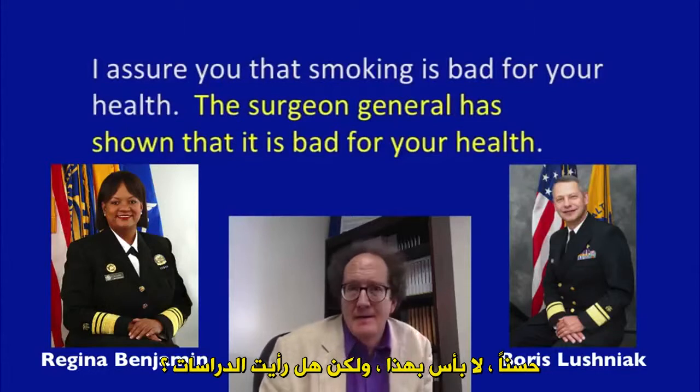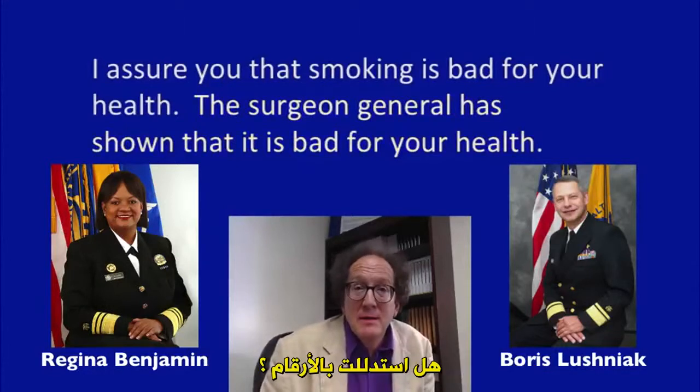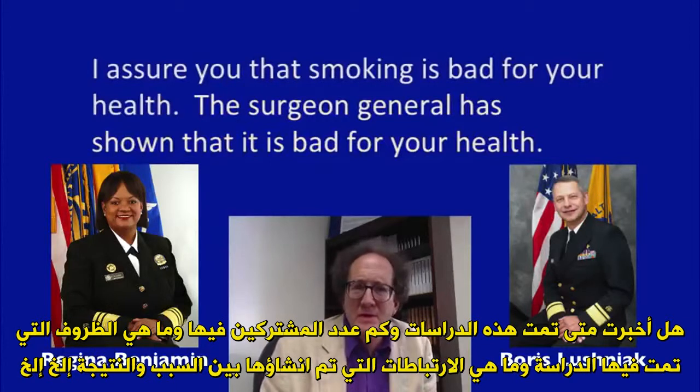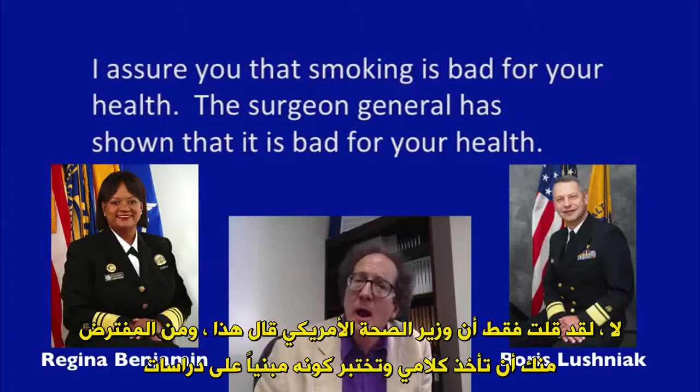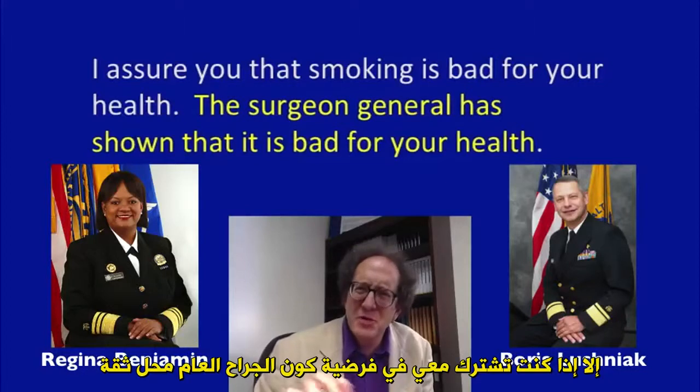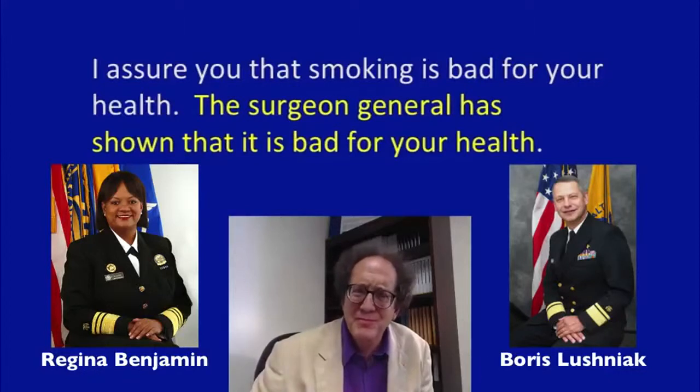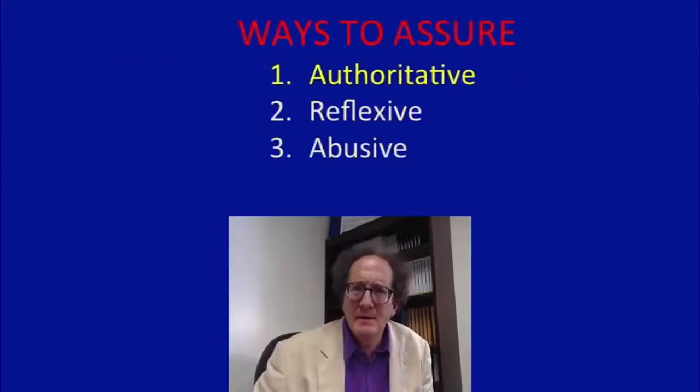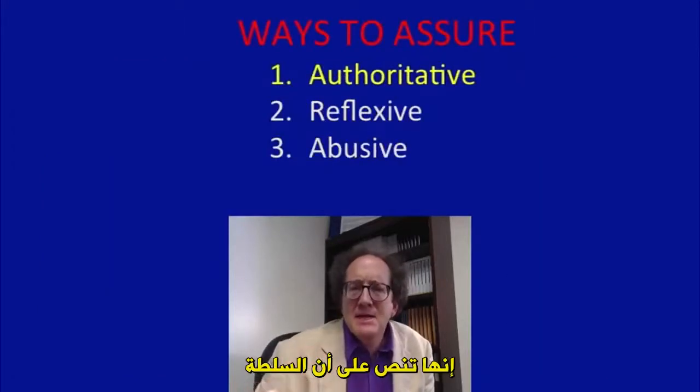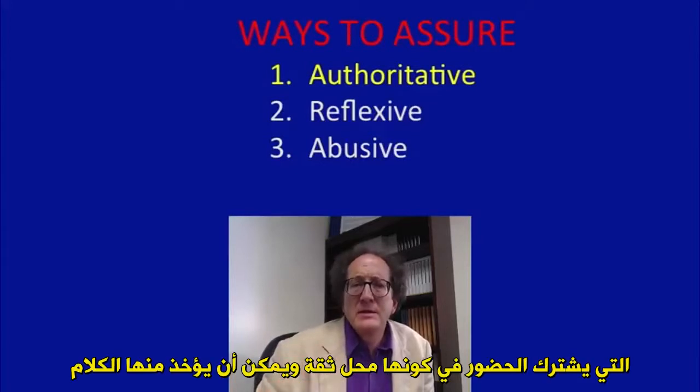Okay, fine. But have you seen the studies? Have I cited the numbers? Have I told you when the studies were done, how many subjects, under what circumstances, which statistical tests were used? How do you know it's causation instead of correlation, and so on and so on? No, I just say the Surgeon General has shown this, and you're supposed to take my word for it that those are good studies, unless, of course, you share my assumption that the Surgeon General is trustworthy. So that's the way an authoritative assurance works. It cites an authority that the audience shares as an authority with the other person. They share the assumption that that authority is trustworthy.